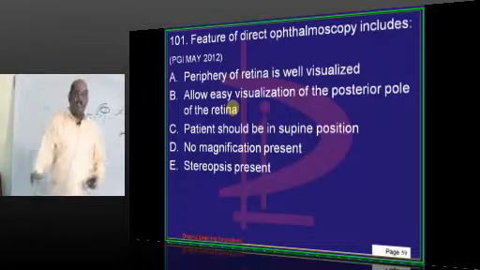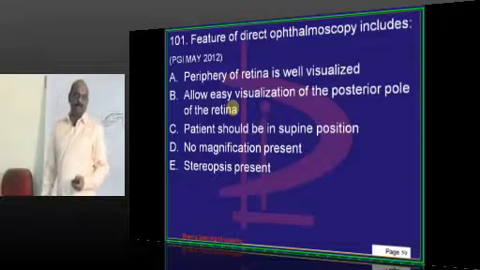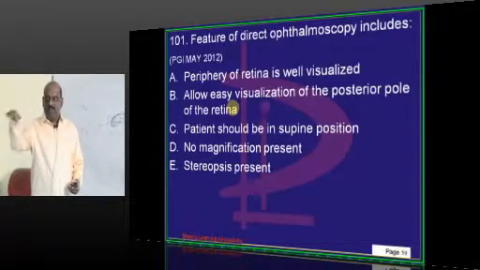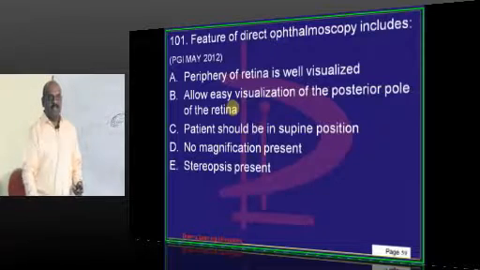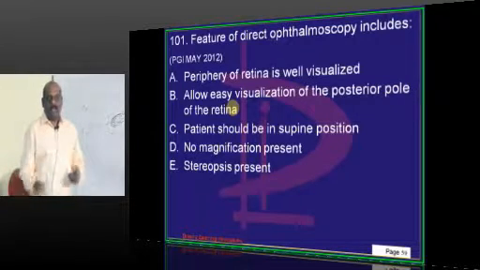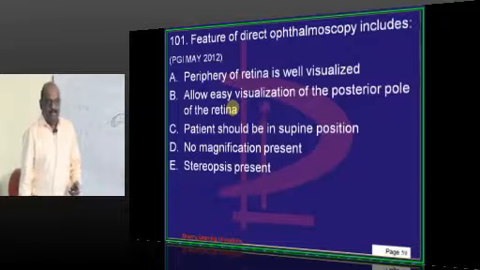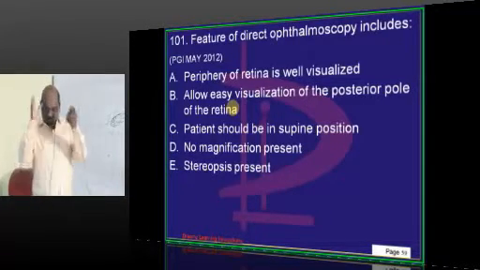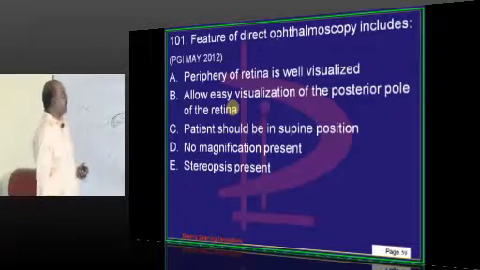Direct ophthalmoscopy, indirect ophthalmoscopy. From times immemorial, this is a favorite question. Advantages of one over the other, differences, किसमें magnification होता, किसमें real inverted image आता, किसमें virtual erect image आता, all those table, you have to be 100% sure.